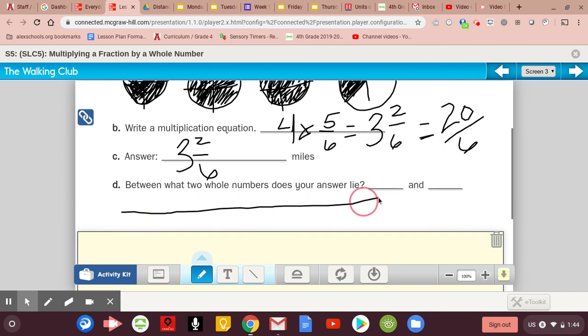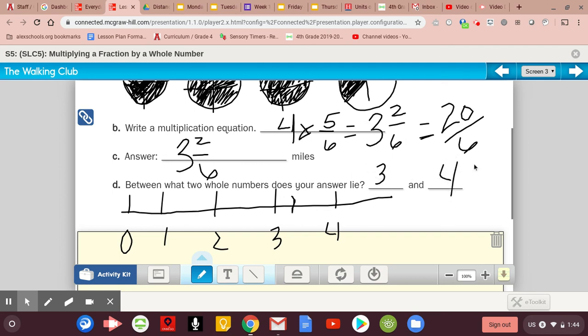So we're going to draw our number line. And we have 1, 2, 3, 4. I'm going to put 0 down here. Where does 3 and 2/6 go? We know it's bigger than 3 because it already has a 3 here. So it's going to go above 3 here. But is it bigger than 4? No, because we don't have 6/6 here, which would give us that other whole. So we'll just say that 3 and 2/6 is somewhere around here, and that goes between 3 and 4.